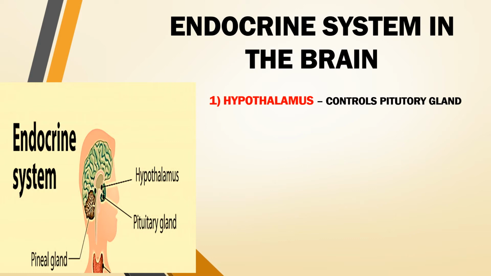It secretes releasing and inhibitory hormones, which are to be passed on to the pituitary gland. Oxytocin and vasopressin are hormones produced by the hypothalamus, which are transferred to the posterior pituitary for direct secretion in the blood. So, the hypothalamus controls the pituitary gland and it secretes hormones that are transferred to the pituitary gland.